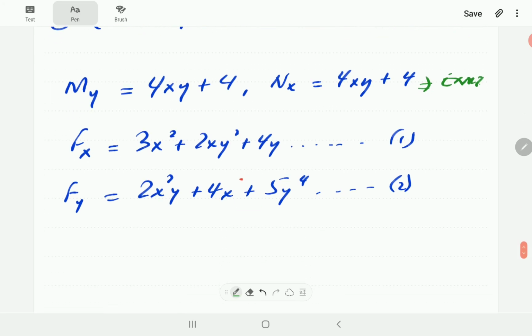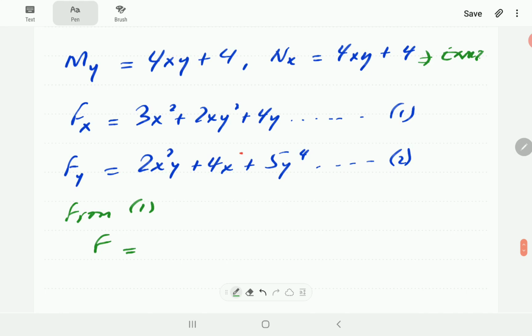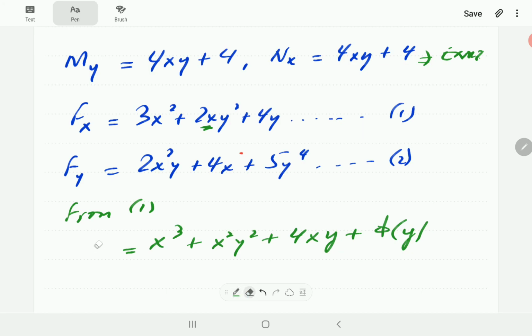And then from this, so from 1, we can integrate this with respect to x partially. So this term of integrate with respect to x is going to be x cubed. That one is going to be x squared y squared, integral of 2x. And the last one is going to be 4xy. Then this is going to be plus some function of y, because f is a function of x and y.